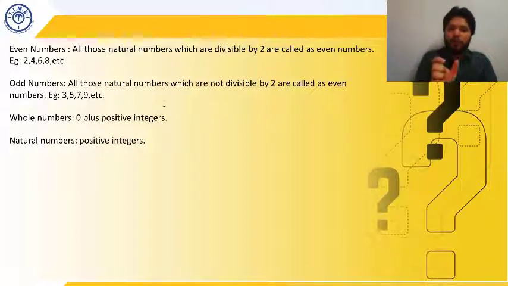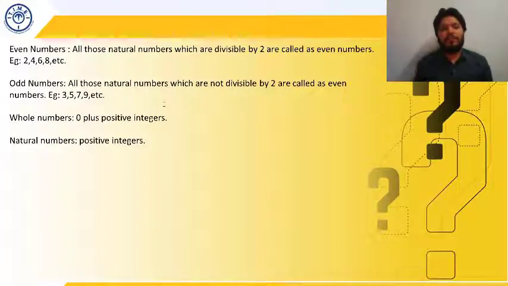So can I say in whole numbers, all the natural numbers will be there, but vice versa is not true? Yes, we can say that. Whole numbers are what? 0, 1, 2, 3, 4, 5, 6. And what is a natural number? 1, 2, 3, 4, 5, 6. So natural numbers are a subset of whole numbers. Right? Okay. Let's move further.